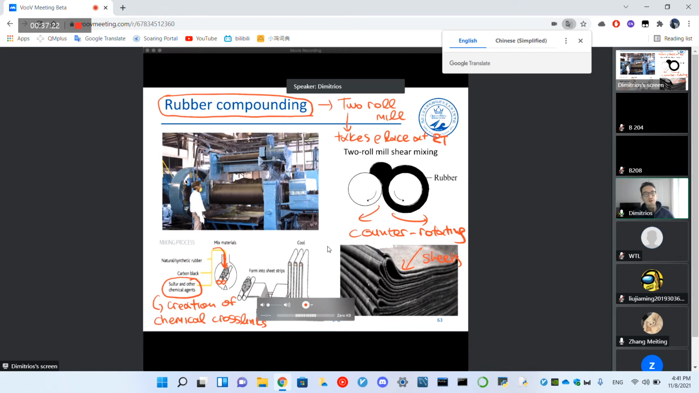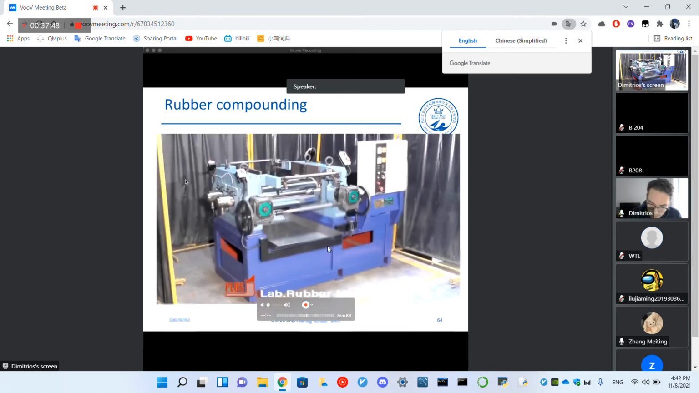Okay. So we mix the rubber with those cross-linking agents. Carbon black is usually used as a reinforcement. And then we create those chemical crosslinks, okay, by heating them under pressure and ensuring that these have taken place. Let's have a look at how rubber compounding takes place, and then we will stop for a break.